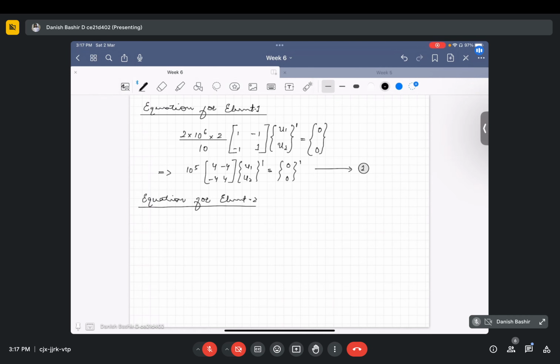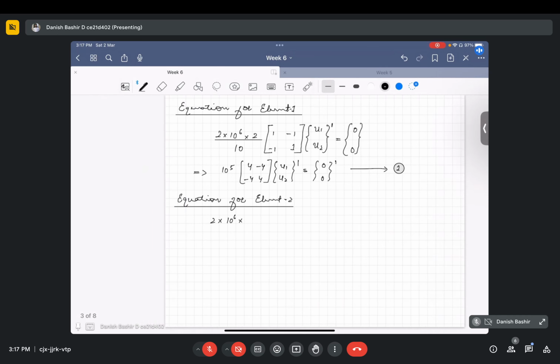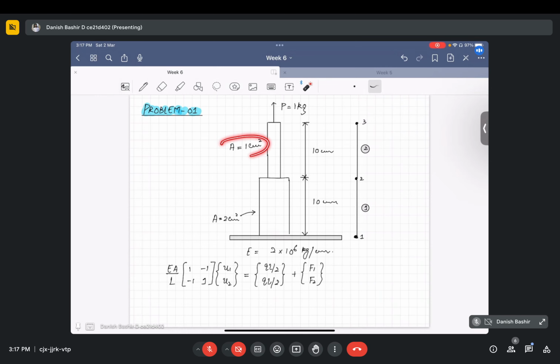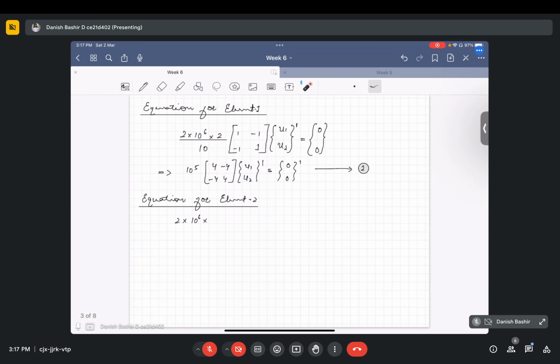What will be the equation for element second? Writing in a similar fashion, we can write 2 into 10 to the power 6. Now what is the area of cross section here? Area of cross section is 1 centimeter square here. We have to write area of cross section to be 1, and its length again is equal to 10, and our matrix will remain the same, 1 minus 1, minus 1 1. Here again are the nodal displacements of node 1 and node 2 of element 2. That's why superscript 2 is here.